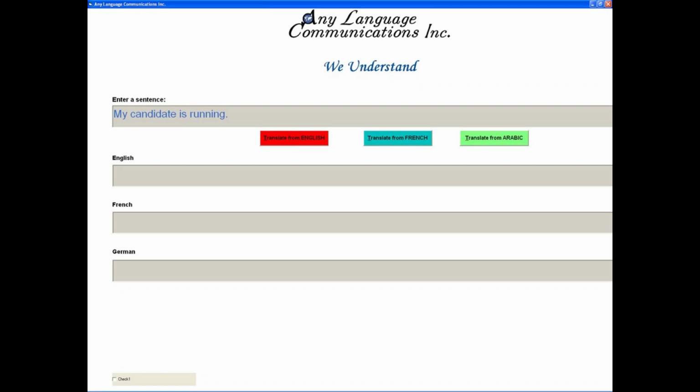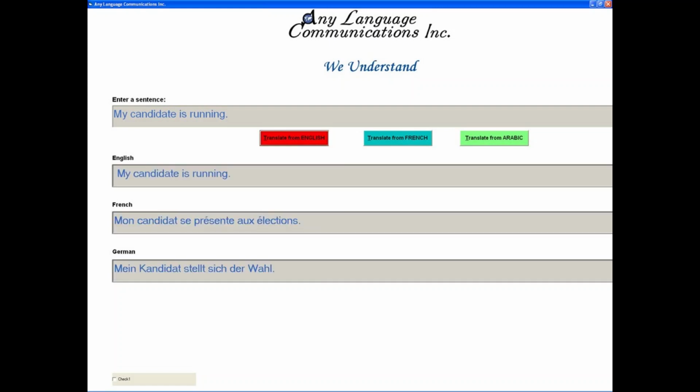The most direct way to demonstrate that the correct meaning of a word was selected is to translate it into other languages, because those languages will have different words for each meaning. I've developed a software demo to show this, with source languages being English, French, or Arabic, and target languages being English, French, and German. The source sentence will be translated into the target language. In this case, we have the English sentence, "My candidate is running," and we click on Translate from English. And as you can see in the French translation, the meaning for running is something to do with elections.